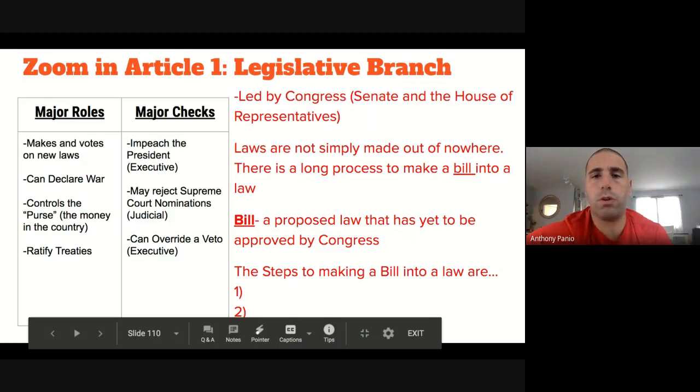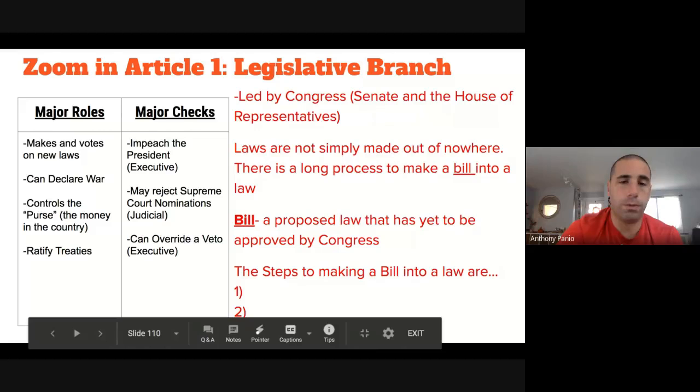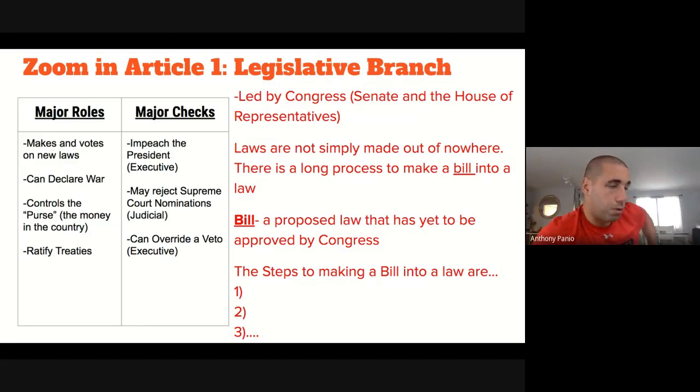All right, let's look at the major roles and the major checks. I actually want to take our time and go over how a law is passed, because the most major role for the legislative branch, and this is something you probably remember from 7th grade, is they make and vote on new laws. Legislature or legislative is another word for law. So our legislative branch's focus in our government is to make and create laws and to make sure that everyone has laws. They're not enforcing the laws, but they're the ones to make sure that laws are put in place. Now, they do a lot of other things, but that is their major role.